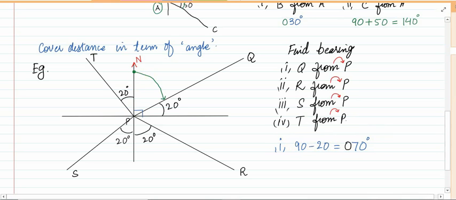What we were looking for? We were looking for an angle. From where to where? From the north of P till the line Q. This angle is what we are looking for. We know that if we travel from north till east, we covered an angle of 90. So this angle 20 is given. If we subtract this angle from 90, we can get this angle, right?